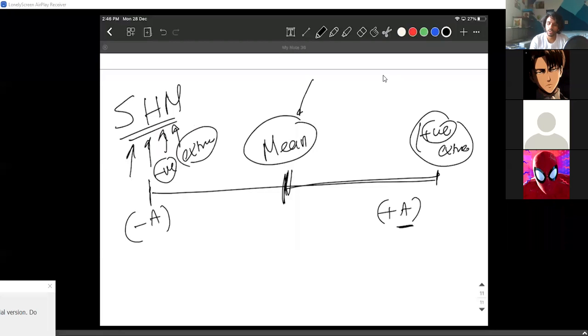So these values are called amplitude. The maximum displacement from the mean position it goes is called an amplitude.